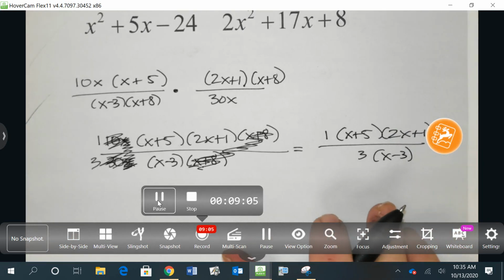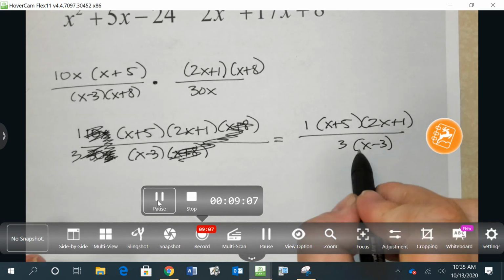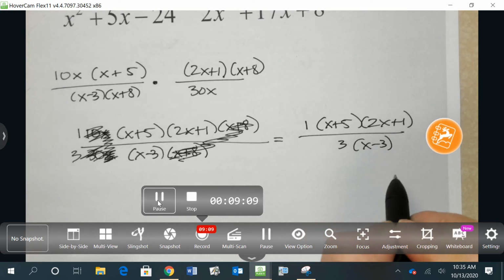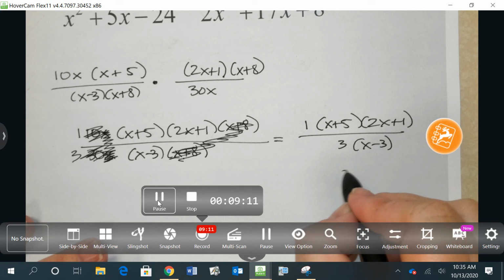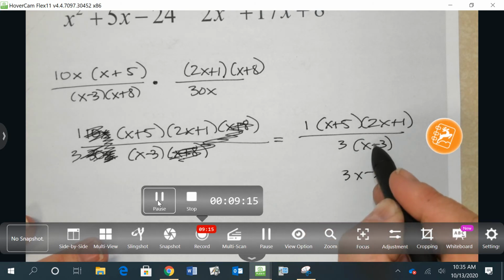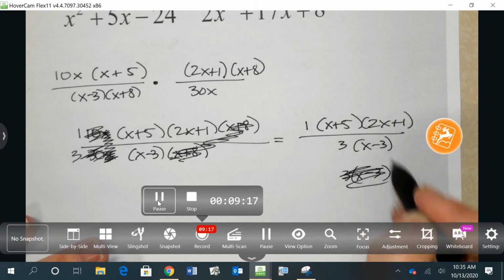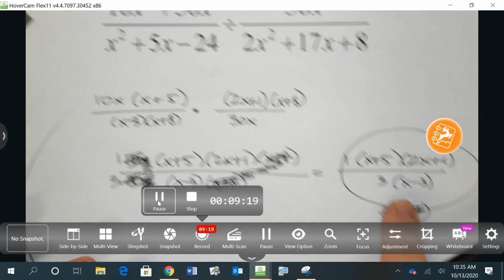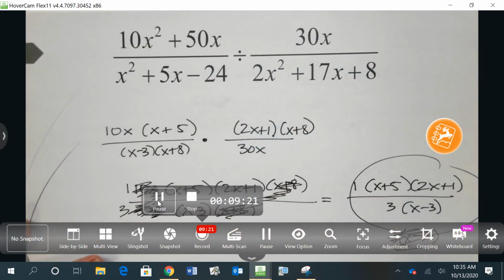Now, in the past, I've seen a common mistake where students forget to put parentheses around the x minus 3, and so it looks like this. That would be wrong. This is not the same thing as this. Okay, it needs to have parentheses around it. Simplified expression.